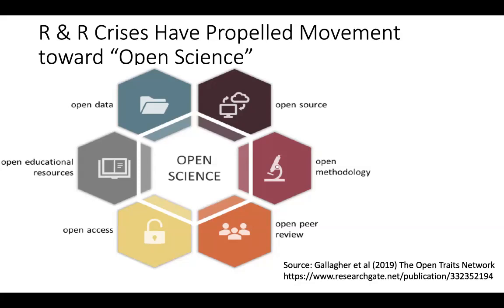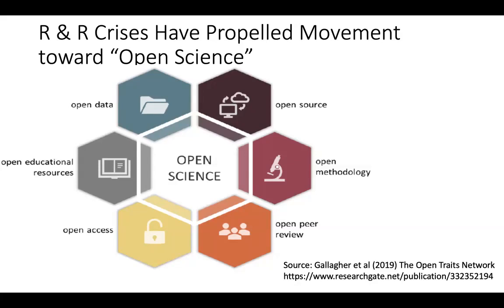Open peer review refers to the idea that there should be broader participation in the peer review process, not just by a few senior scholars at the top of the field, but including new professionals and graduate students as well, so that there's a broader array of people who are giving feedback about published studies.